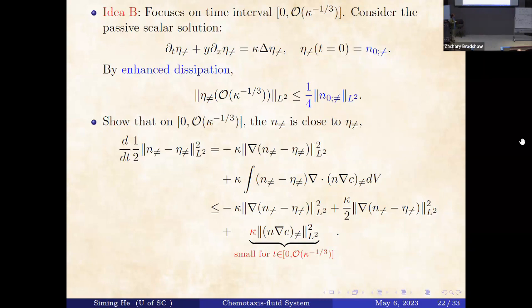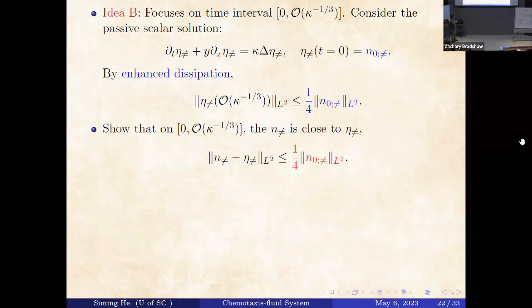But then the key observation is that I only care about a very short time, kappa to the minus a third. So this coefficient really helps me. So kappa times kappa to the minus a third is still fairly small. So this is perturbative. So if you just drop this term, this is decaying. So this deviation is very small on a time scale, on this 0 to kappa to the minus a third time scale. And now you can say, oh, they are close.